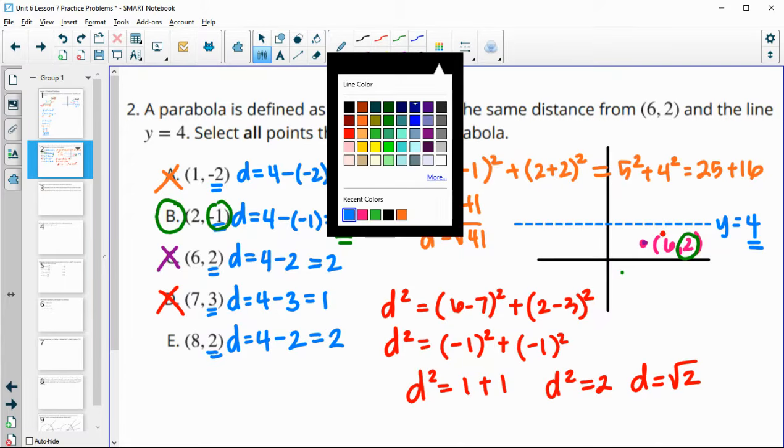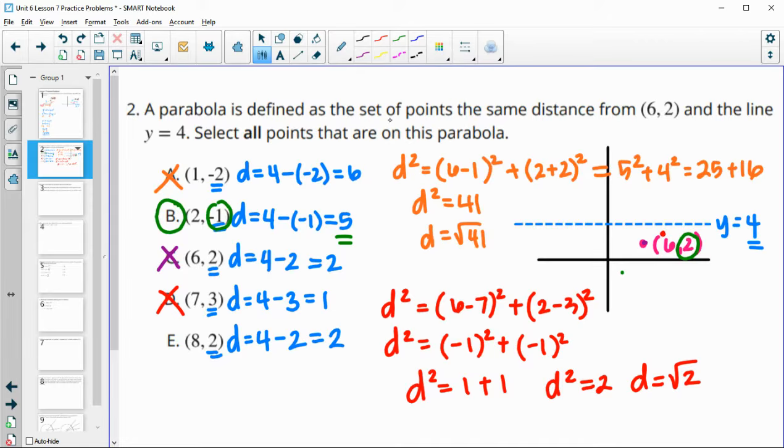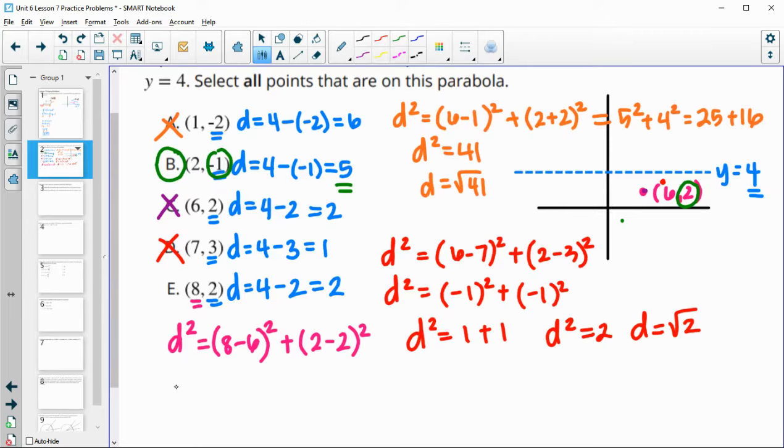Then we're going to do the Pythagorean theorem to determine how far the points are from each other. So remember that hypotenuse squared, you need the horizontal distance, which is subtracting your x's. So 8 minus 6 squared. Then figure out the vertical distance, which is subtracting the y's. So 2 minus 2 squared.